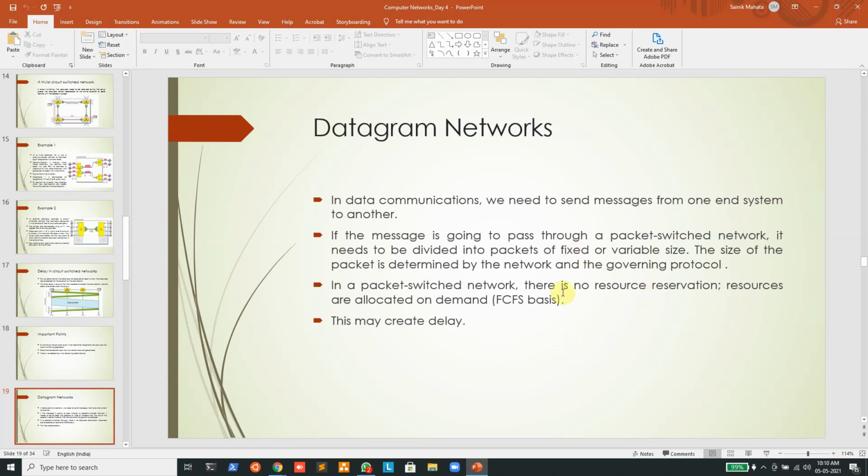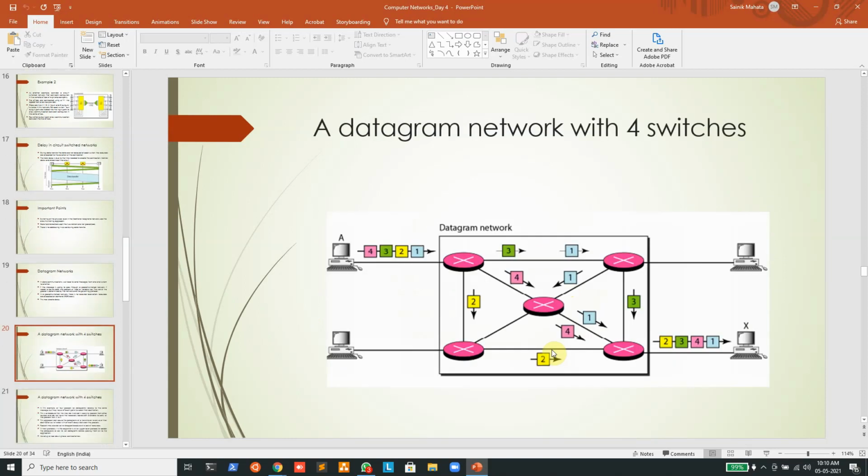Now, how do we communicate without reserving a resource, and how does this cause a delay? We will see in the next slide. In the case of a packet switch network, from the diagram we will be able to understand this, suppose computer A wants to communicate with computer X.